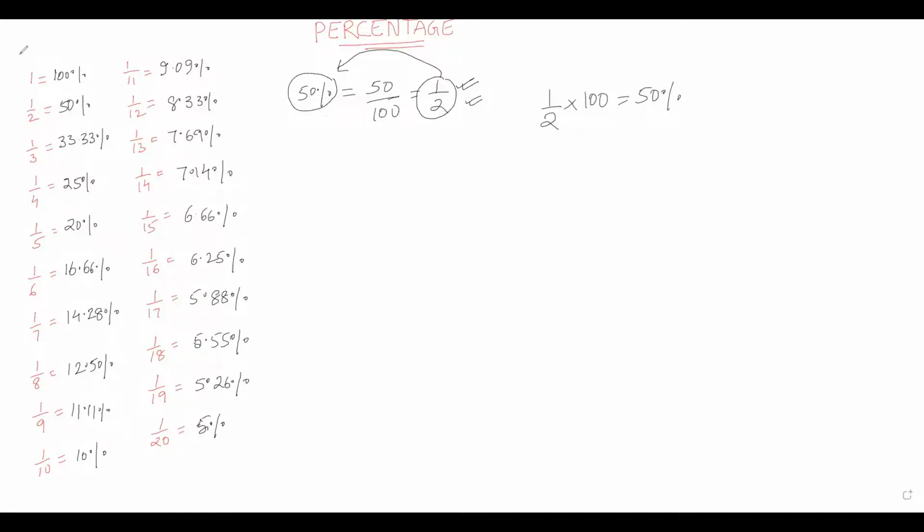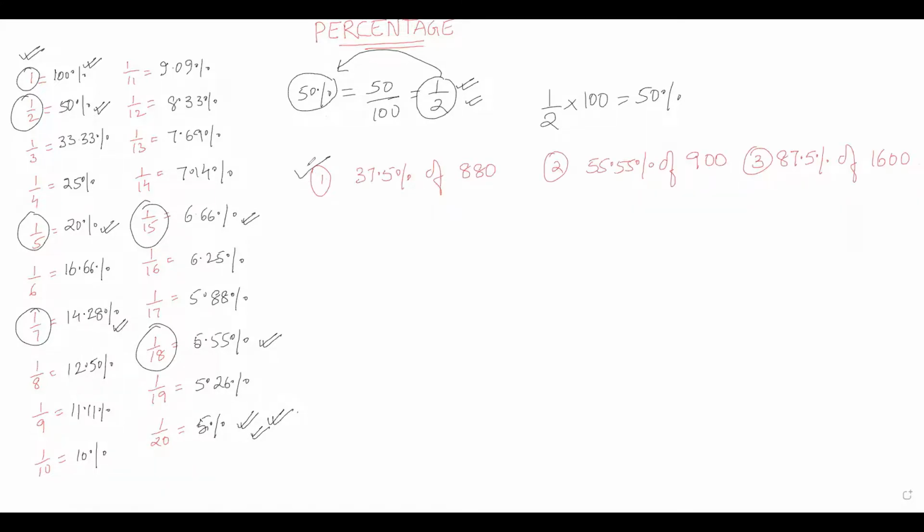So here you can see a list of some percentage to fraction conversions, and vice versa. For example, 1 is equivalent to 100%, 1 by 2 is equivalent to 50%, 1 by 5 is equivalent to 20%, 1 by 7 is equivalent to 14.28%, 1 by 15 is equivalent to 6.66%, 1 by 18 is equivalent to 5.55%, and so on. I would suggest you all remember the percentage to fraction conversion and vice versa at least till 1 by 20. Again, if you wish, you can remember 1 by 21, 1 by 22 equivalent percentage conversions as well. But it will be much more helpful if you are able to remember at least till 20.